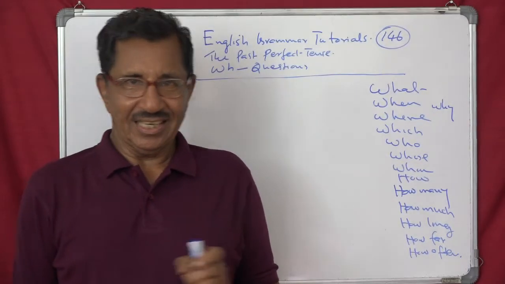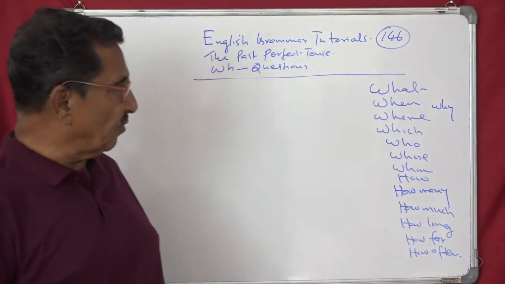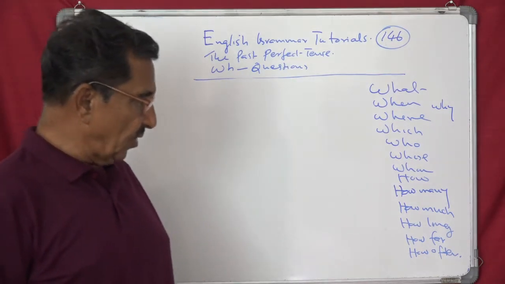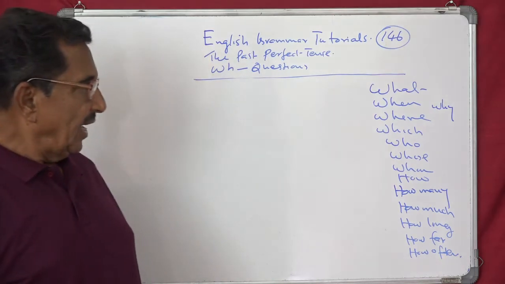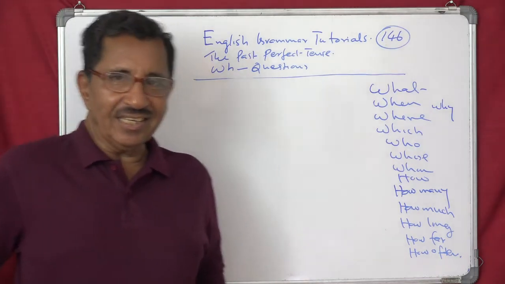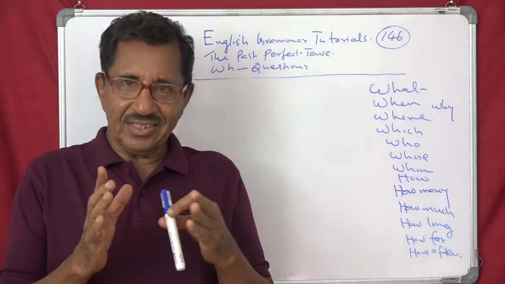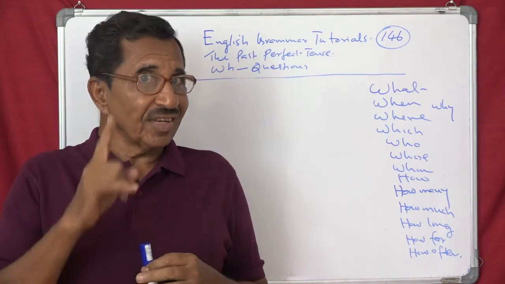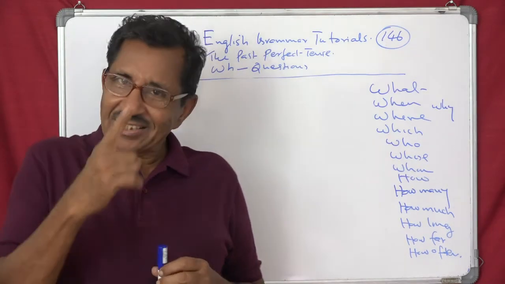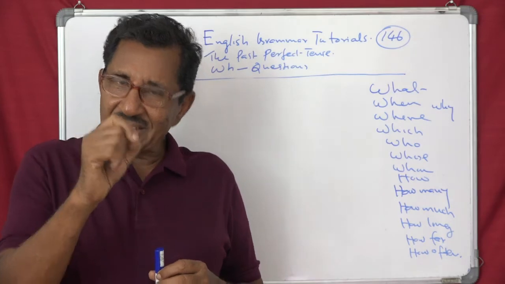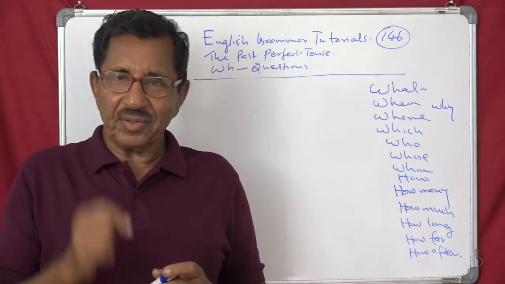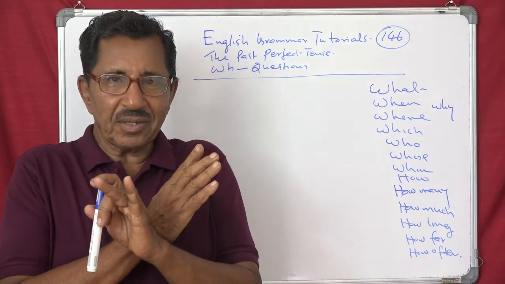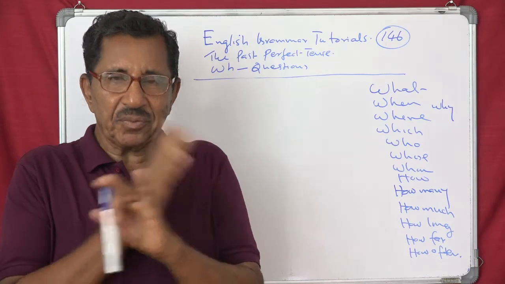Now we come to WH questions, and these are the WH words: what, when, why, where, which, who, whose, whom, how many, how much, how long, how far, how often. Now the WH questions are very easy to form if you know yes or no questions. What is the method to make a yes or no question from a statement? Just change the subject and verb position.